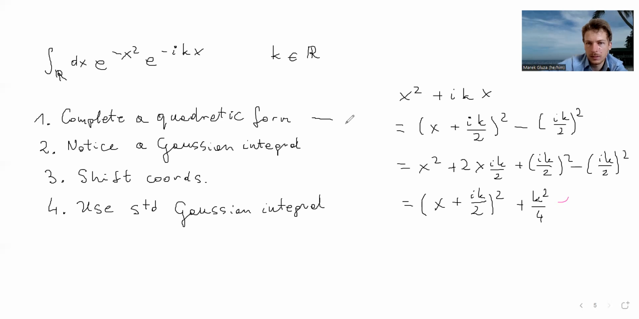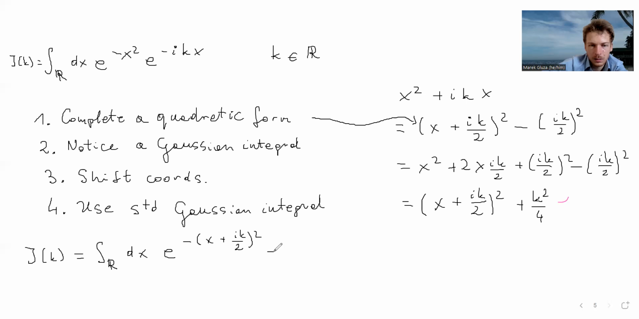So this means completing the quadratic form, and here I have something independent of x, which means that if I consider this integral I of k, this integral is equal to the integral dx e to the minus x plus i k over 2 squared, and then I can already pull that number outside, and I have here e to the minus x squared, here I have plus, so here I will get a minus k squared over 4.